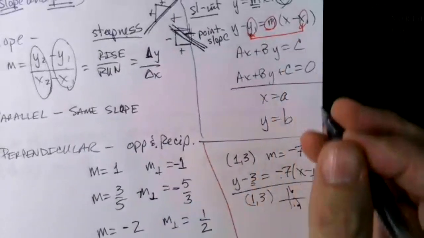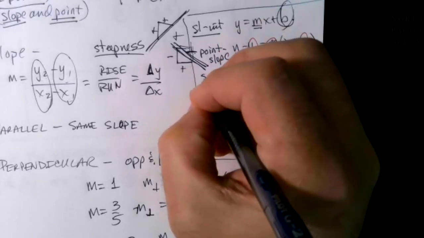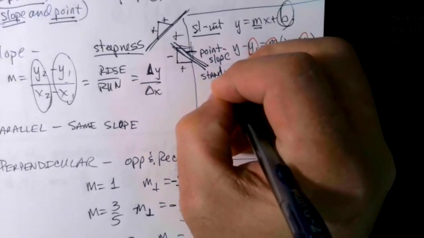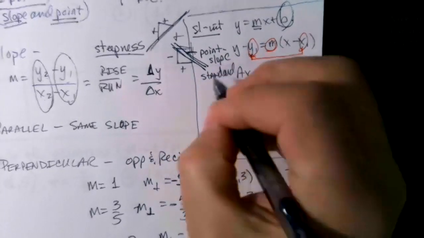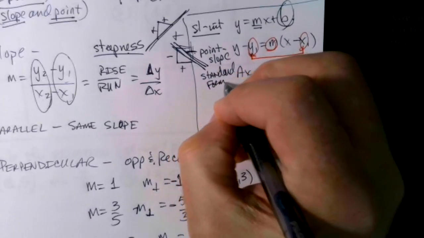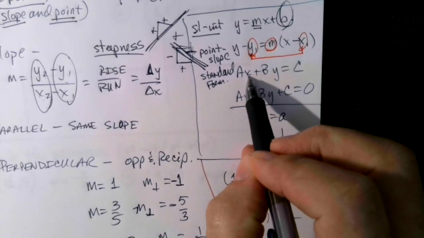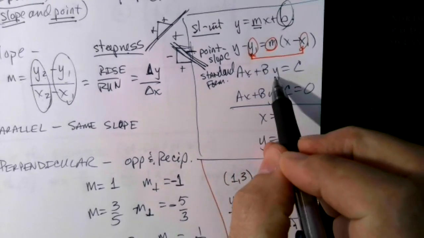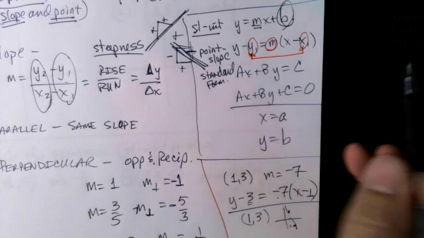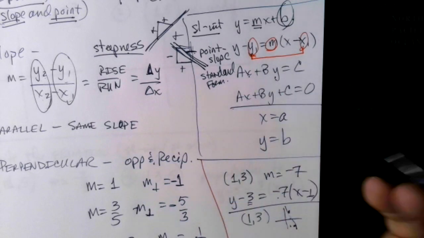This guy is standard form, typically not anyone's favorite for graphing. It's actually not too bad if you use intercepts. So if you substitute a 0 for x, then you can solve for y. Substitute a 0 for y, you can solve for x. And that's a sneaky way to do that.